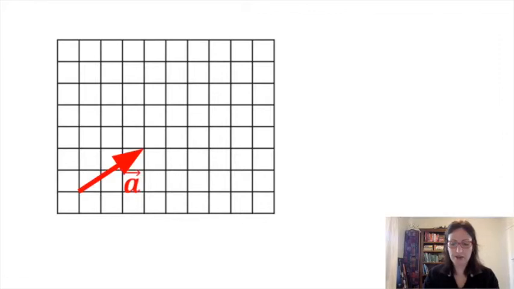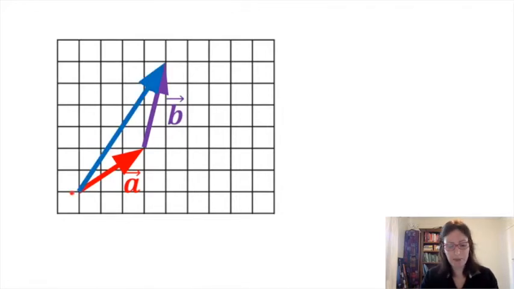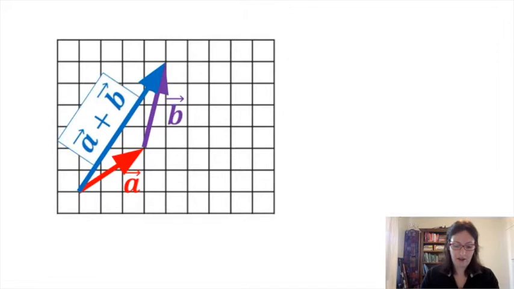Now let's look at one graphically. So if you have vector A as such and vector B there, notice that vector B starts where A ends, so at the tail there. And then what would this blue vector here be? That would be A plus B. So it's the combined vector of A and B.